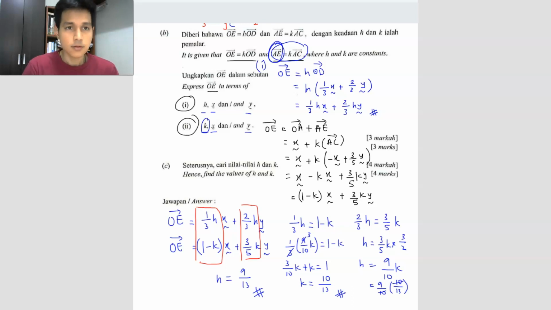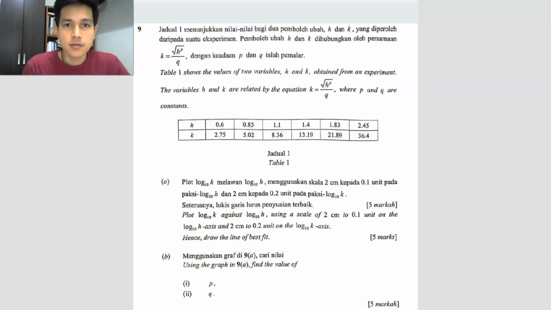Alright, next. Alright, question 9. So this question is a graph question, but I don't have a graph paper with me here, so I'm just going to sketch, but I'll guide you along the way. Question 9, table 1 shows the values of two variables h and k obtained from an experiment. The variables h and k are related by the equation, where p and q are constants. Question A, plot log k base 10 against log h base 10.